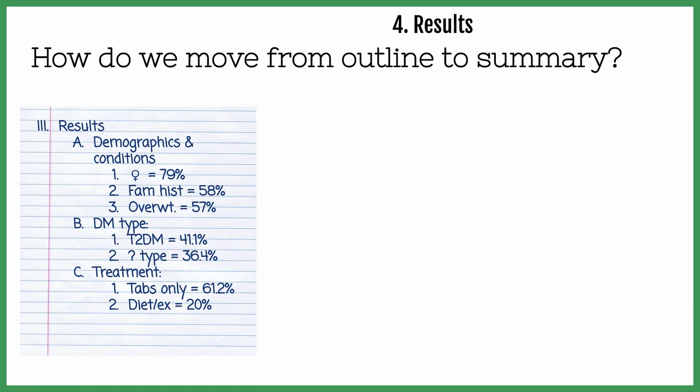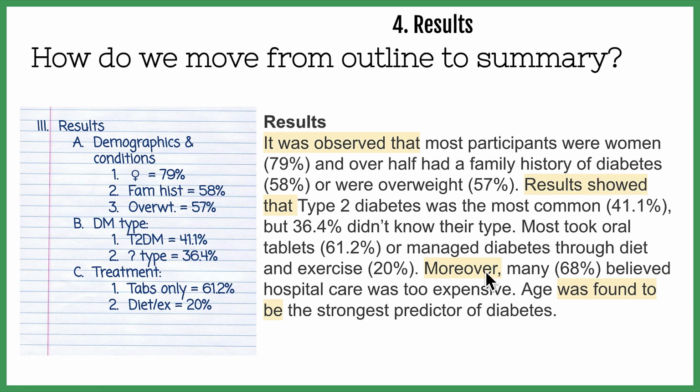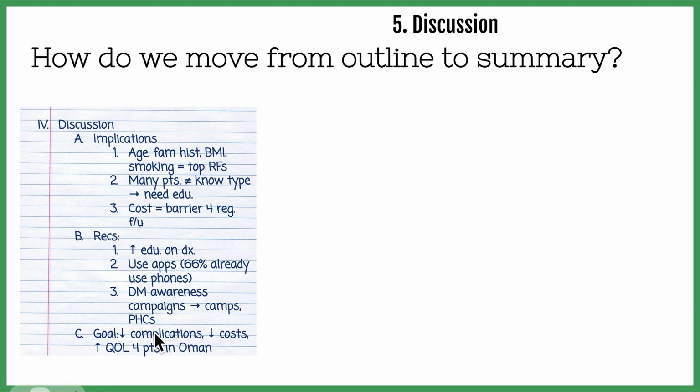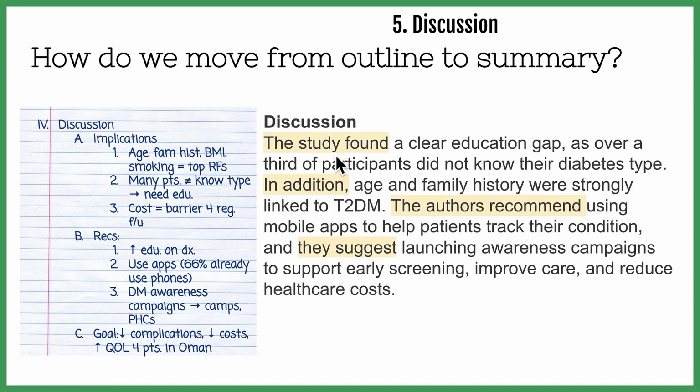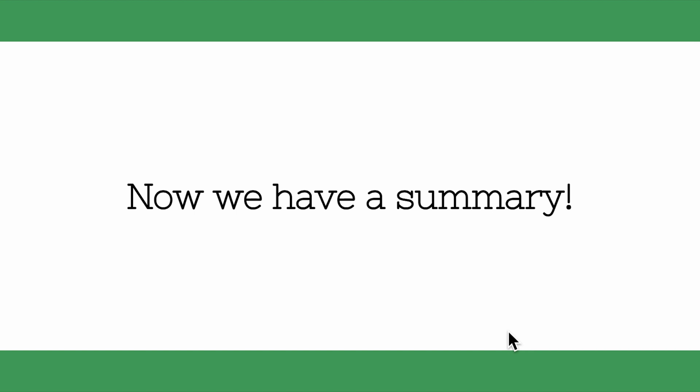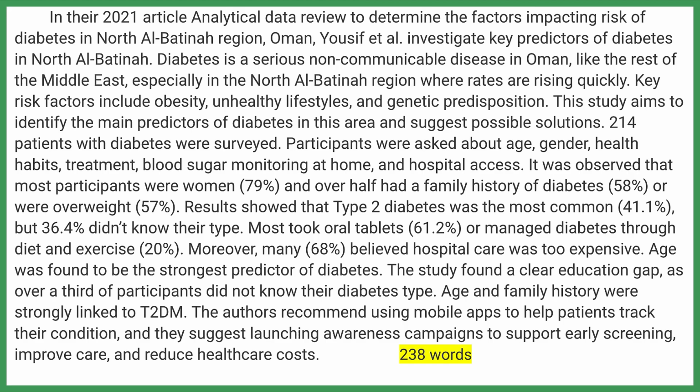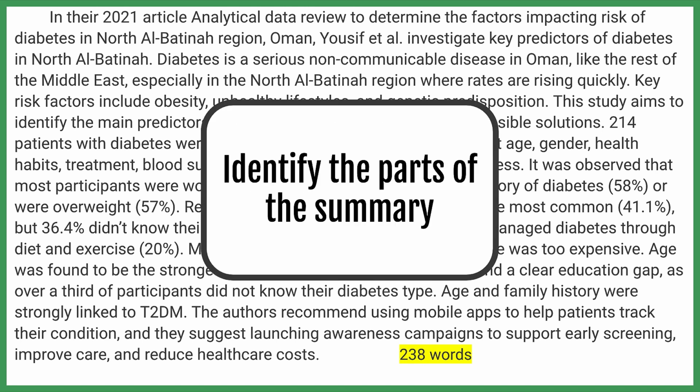And now results, here's the important stuff. Here's my results section. The yellow is from the sentence starter bank. And my discussion, I've summarized it, and here it is. The yellow ones are from the sentence starter bank. So now when I put those all together, I have a summary. Here's my summary. You can see it's 250 words. It's much, much shorter than the original, and it flows from the beginning until the end in a way that's connected. Let's see if we can identify all the parts.